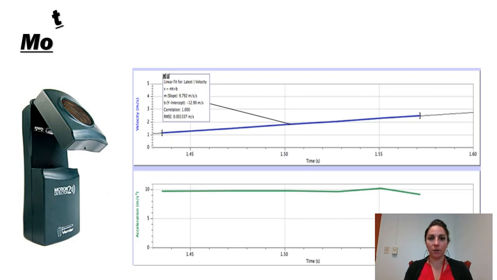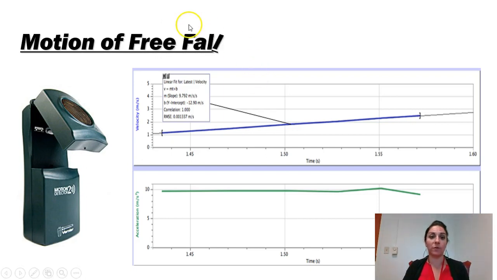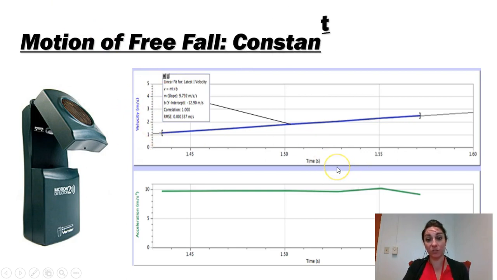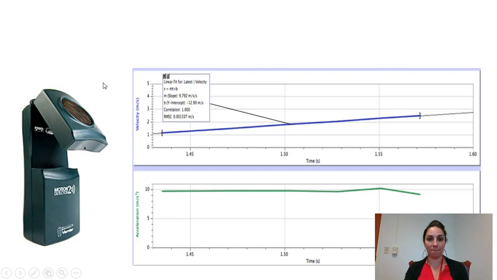I'll demonstrate this in class, but I will take a motion detector and actually let something fall in front of it. And spoilers, you'll find that if I take the slope of a velocity versus time graph, that is by definition the acceleration. So you see the slope, 9.792. That's really cool. That shows you that the 9.81 is pretty close. And you can see right here that the acceleration is relatively constant, which is exactly what we said. So these are the motion graphs for that.